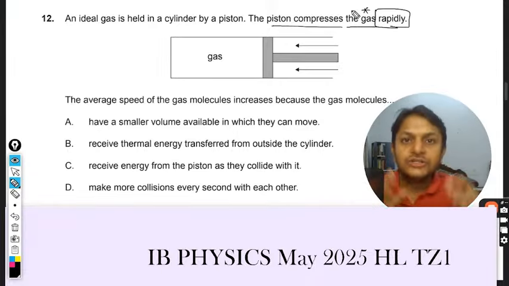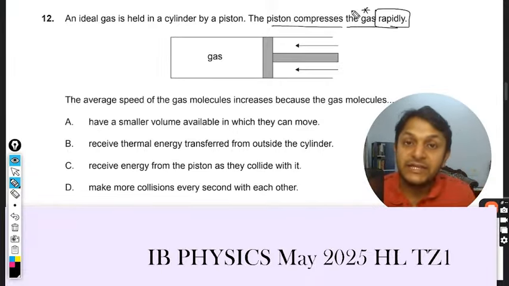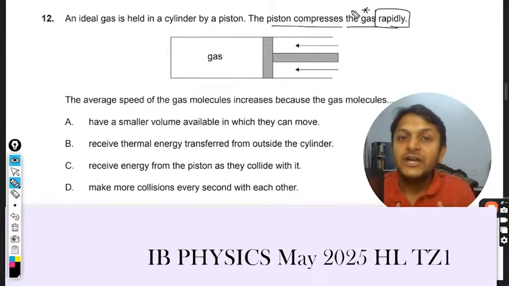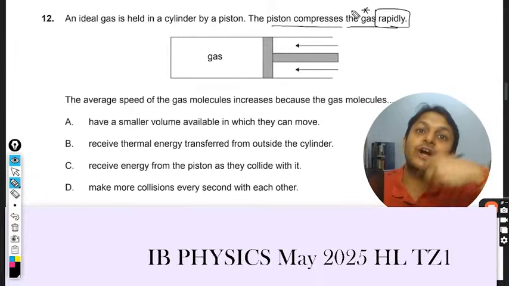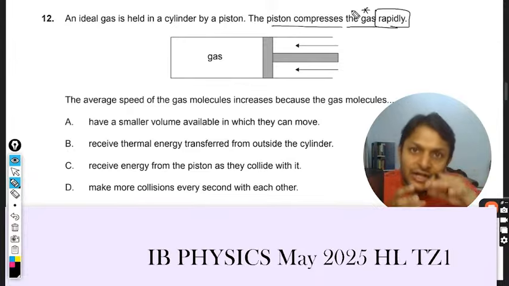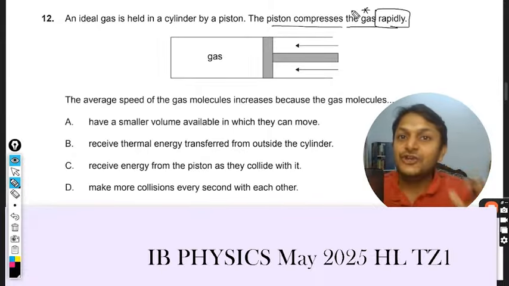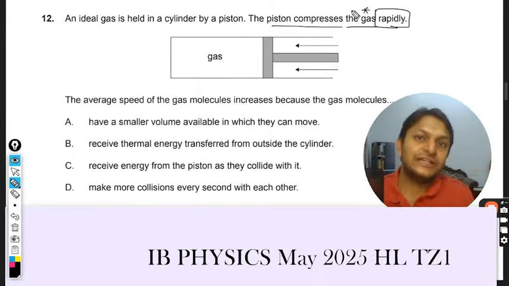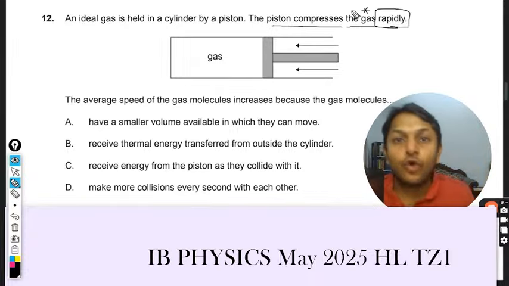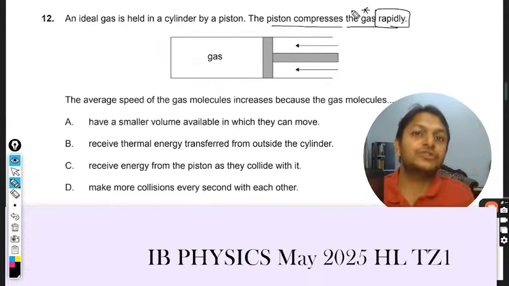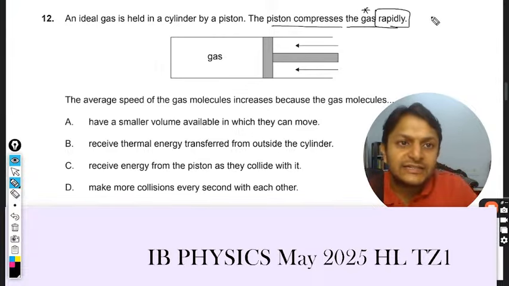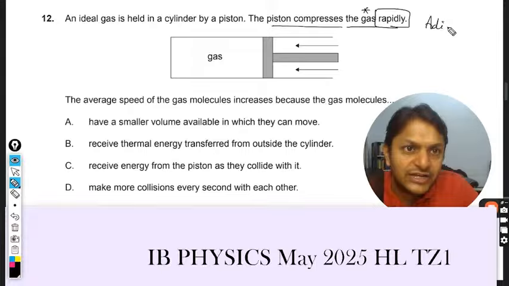Why so? Because the process is happening rapidly, the gas in the container is heating up, but it does not have that much time to transfer heat to the surroundings. So the transfer of heat is not happening because the process is rapid, not because the walls are adiabatic. So be very careful about it. Because the process is rapid, we are going to treat this as an adiabatic process.